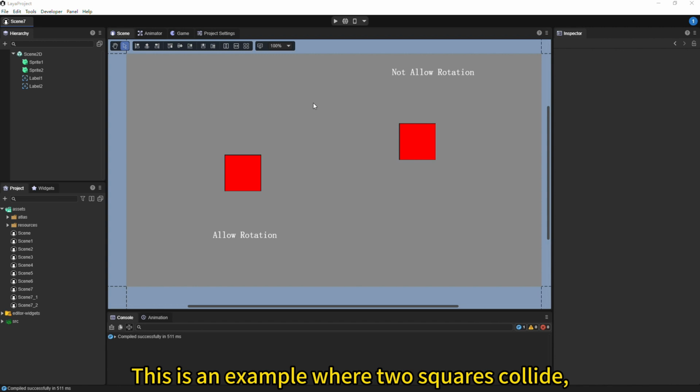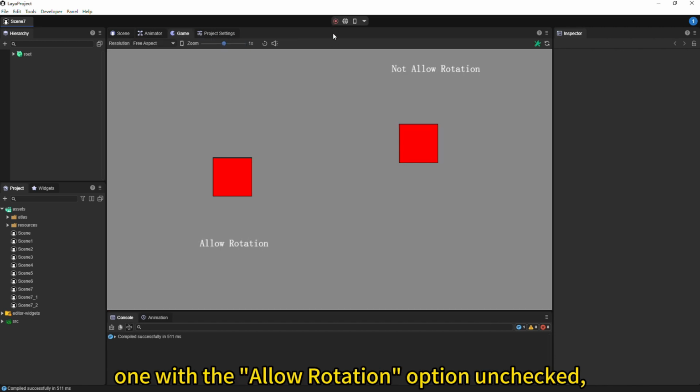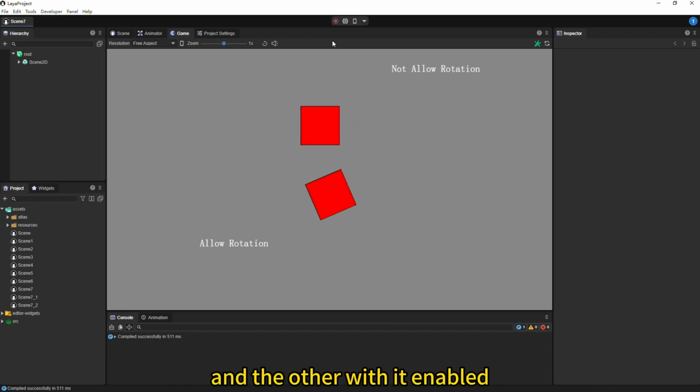This is an example where two squares collide, one with the allow rotation option unchecked, and the other with it enabled.